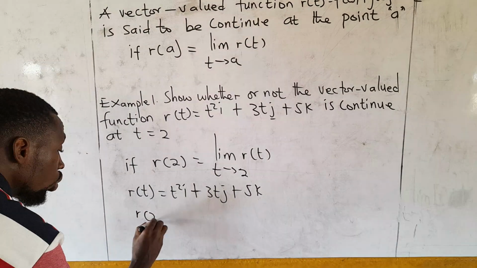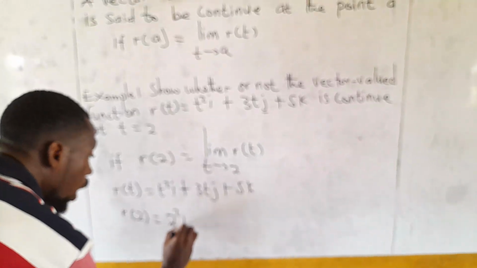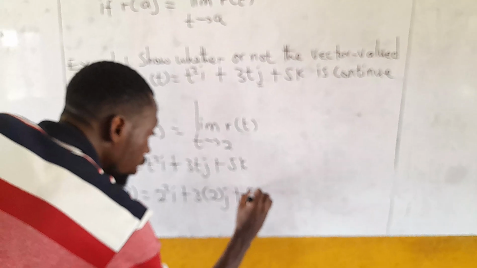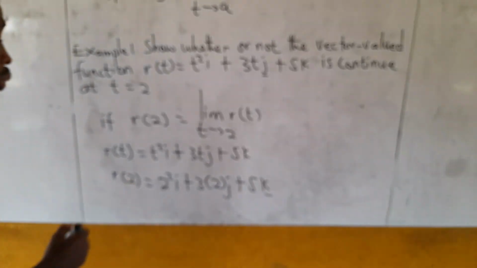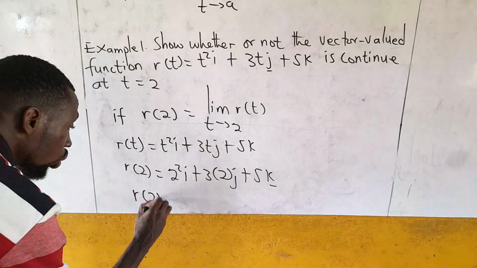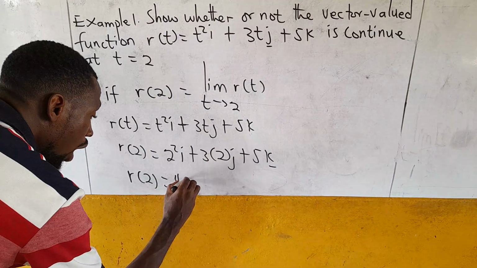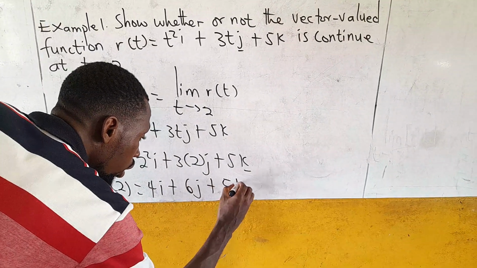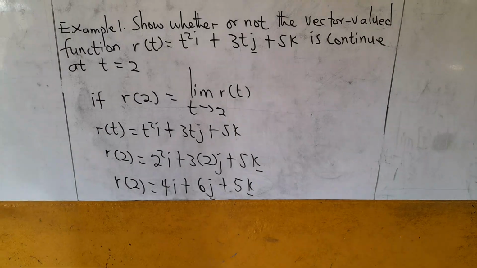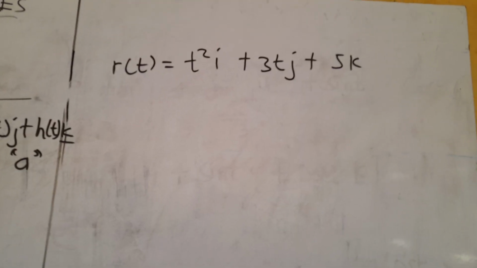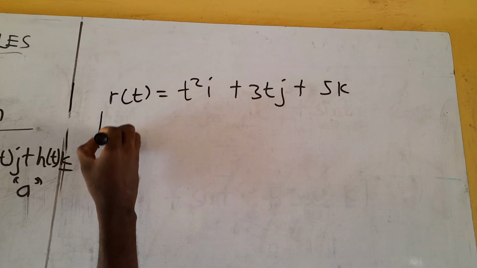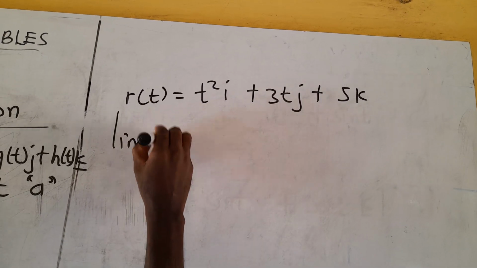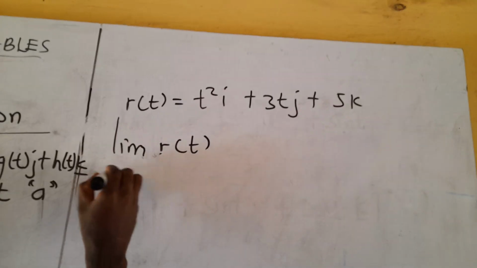Now r of 2 will just be equal to 2 squared i plus 3 times 2j, then plus our 5k. There is no t component there. Our r of 2 is equal to 4i plus 6j plus 5k. So that's our r of 2. Now, we need to find the limit of r of t as t approaches 2.